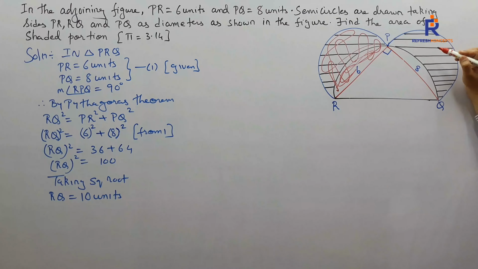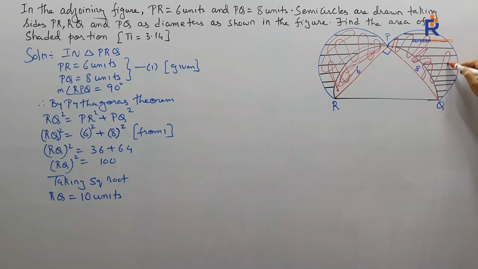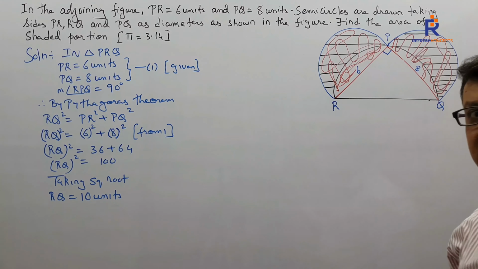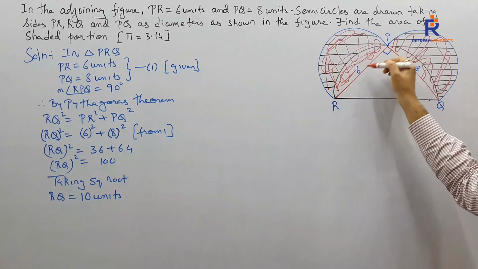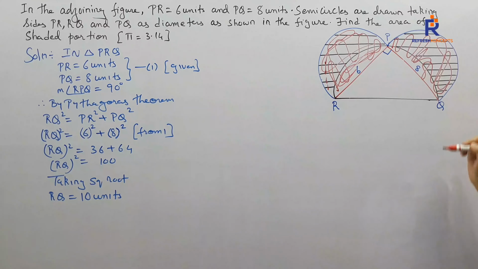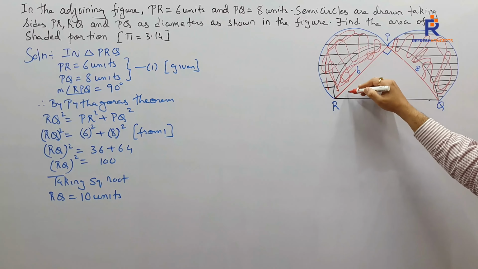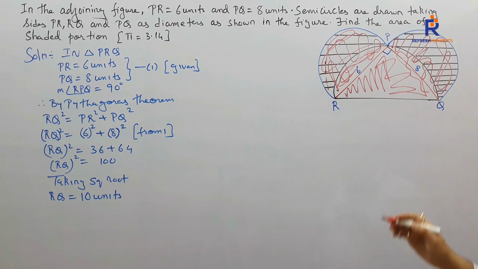Plus, I shall take the area of the semicircle with PQ as a diameter. Sir, in that, the entire this will come. I want that. So what did I do first? Area of semicircle with PR as a diameter. Area of semicircle with PQ as a diameter. Also, I'm going to add to this the area of this triangle, the right angle triangle.